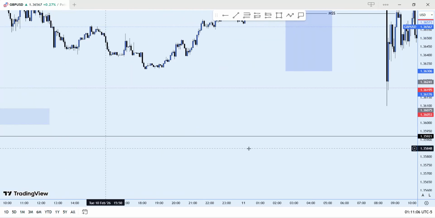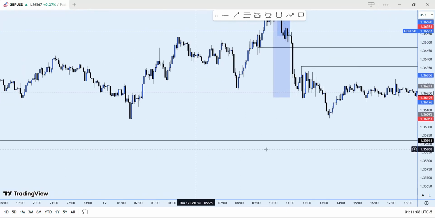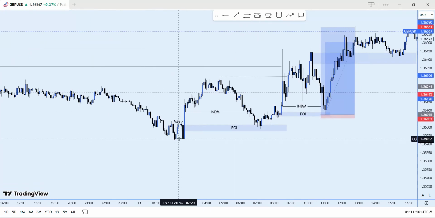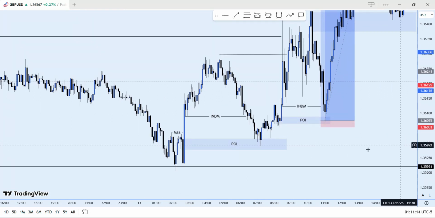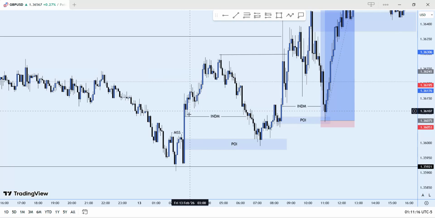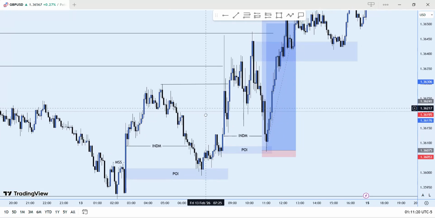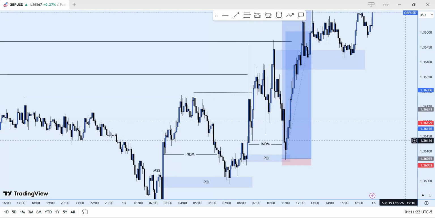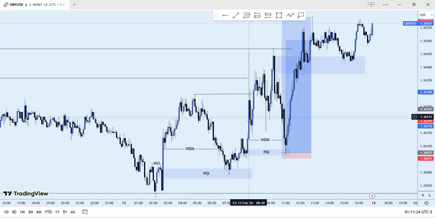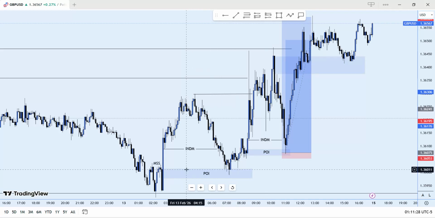So you see, the market came and tagged into the point of interest here, and then after it tagged that place, it made a market structure shift, and then the inducement and a point of interest again for the buy setup. So in the funded account that I am using, the program doesn't allow news trading, so I didn't participate in this trade.